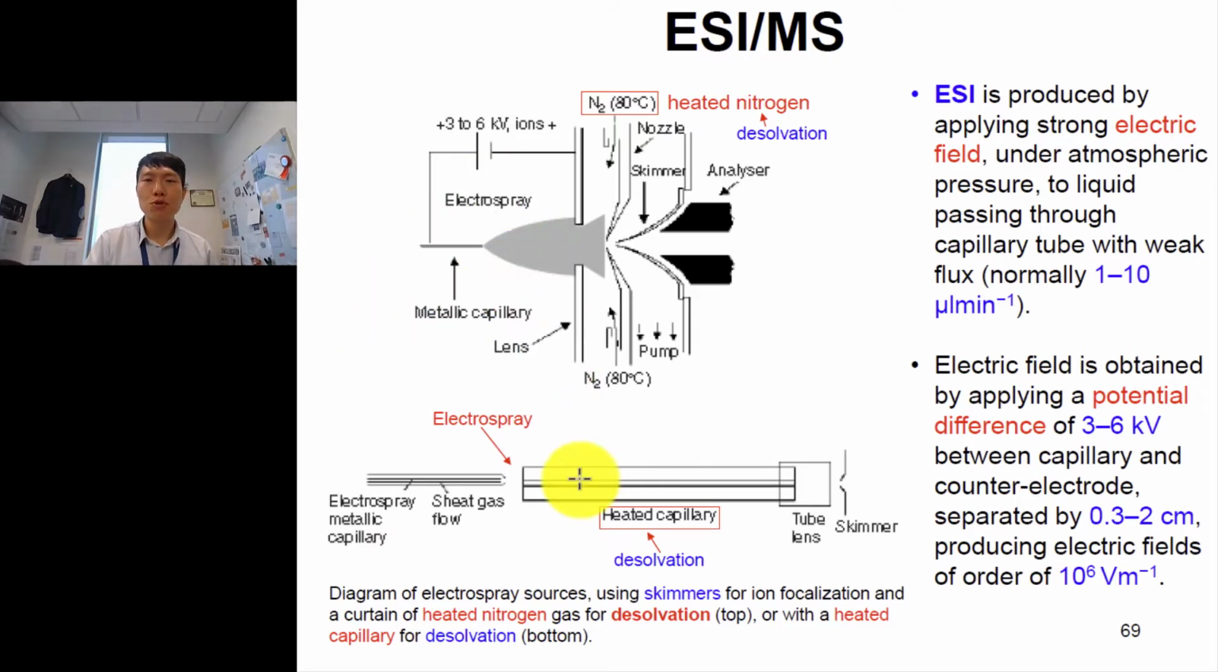This ESI is produced by applying a strong electric field under API to a liquid passing through a very thin, very fine capillary with a weak flux. Then we have this electric field obtained by having a potential difference of 3 to 6 kilovolts between the capillary and the counter electrode. We separate them by a bit of space, 0.3 to 2 cm, and it will produce an electric field on the scale of millions of volts per meter.